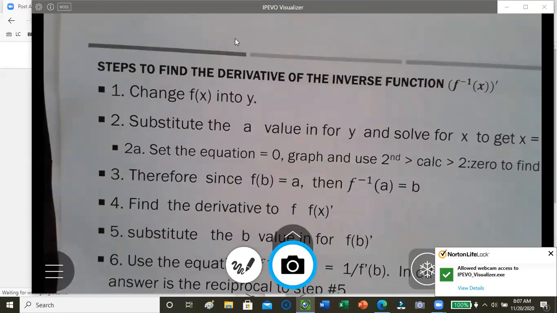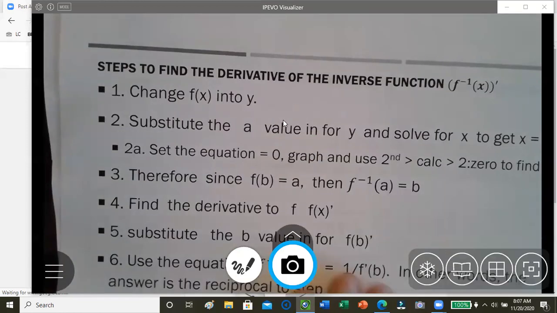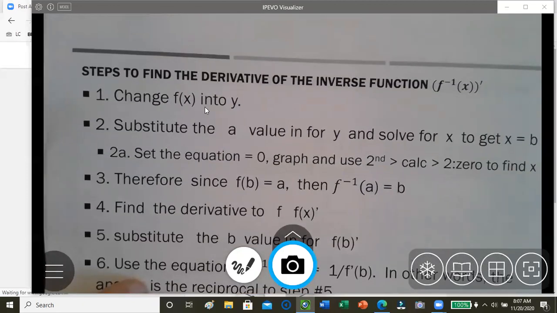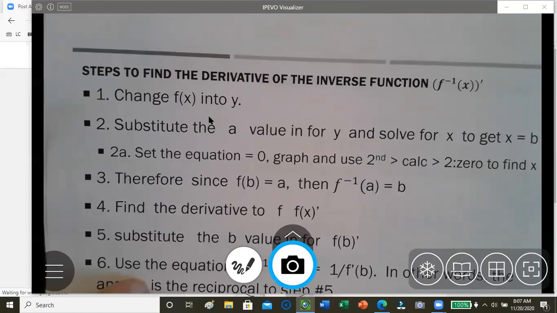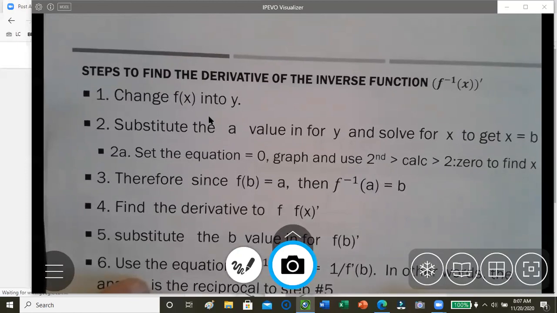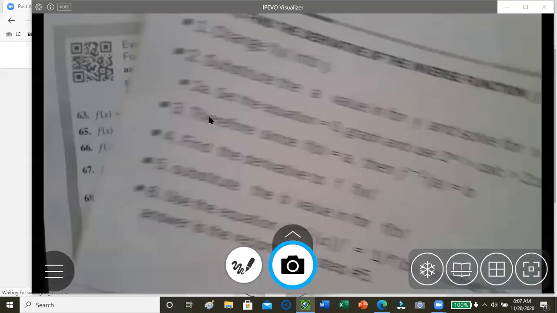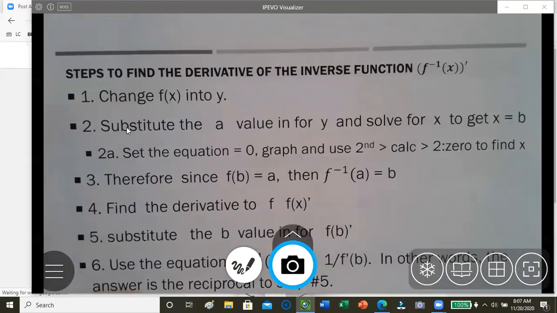All right. Okay, here we go. First thing we do is we change f of x into y. So we were on this slide here. Now, the next slide: change f of x to y, substitute the a value for y, and solve for x to get your x value, and that's going to be our b.